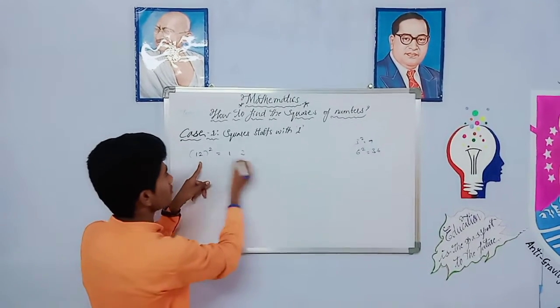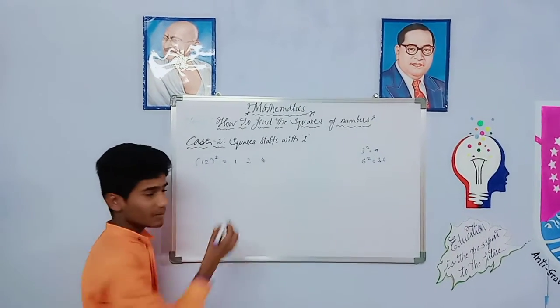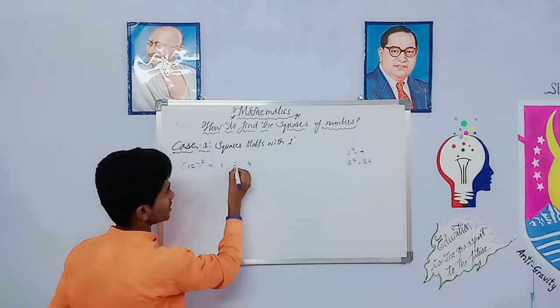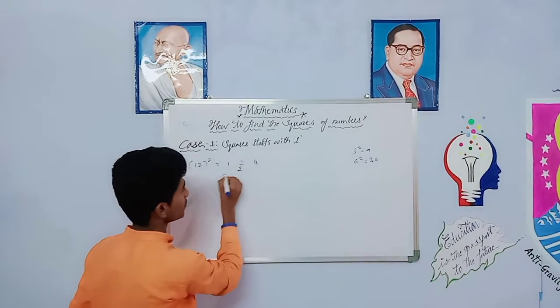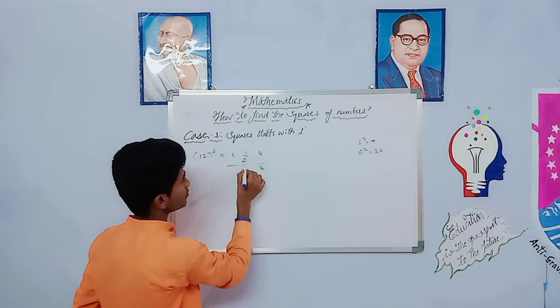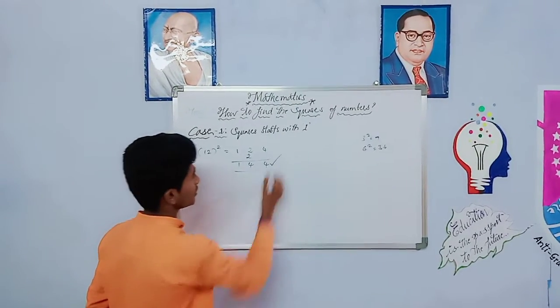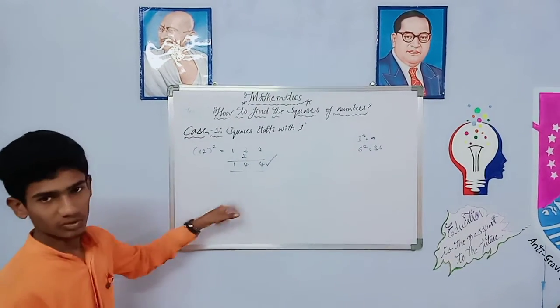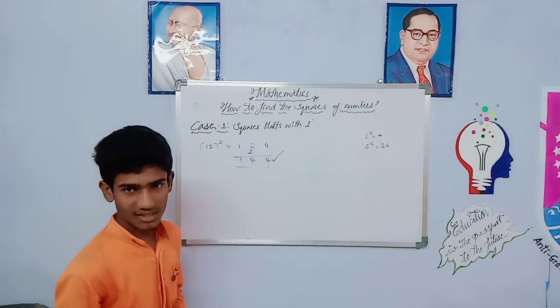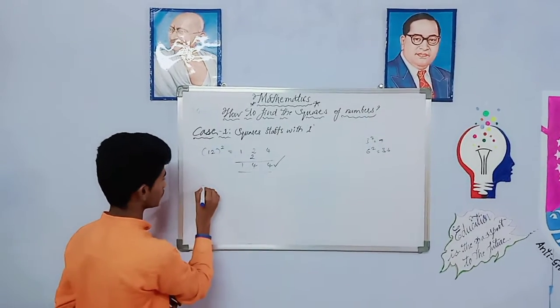2. So square it. 2 square equals 4. In the middle place, you have to add the same number. 2 is there, you have to add the same. So 2 plus 2, 4. Then 1, 4, 4. 144. Yes or no? This is our square. 12 square equals 144. This is our answer.